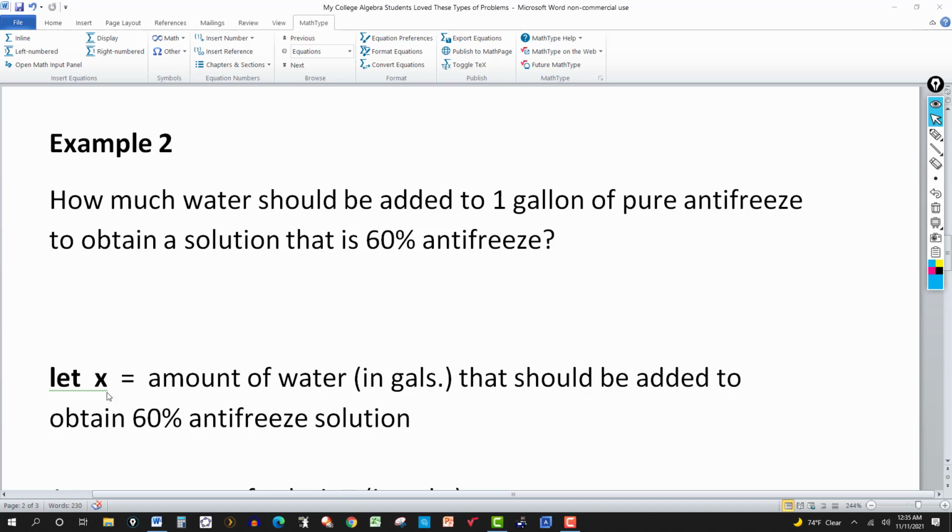So I'm going to let x equal the amount of water, because that's what we're looking for. How much water should be added. And again, always make sure you have the same units. You got gallons, so you don't want to use quarts. If you're dealing with feet and inches, consistency, you have to convert inches to feet, or feet to inches. Again, that's going to depend on what unit they ask for. So in this case, we'll let x equal the amount of water, and we'll leave it in gallons, that should be added to obtain 60% antifreeze solution.